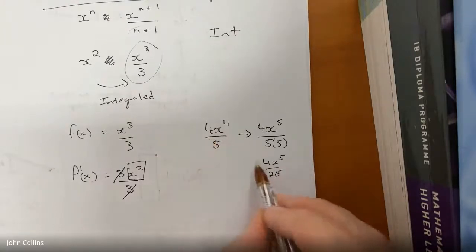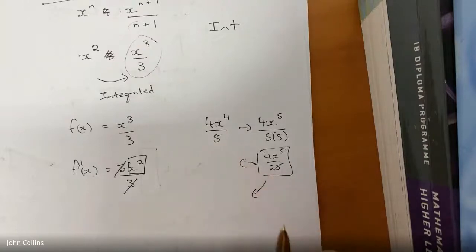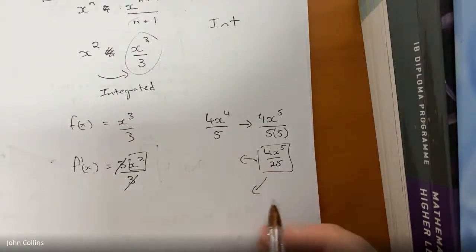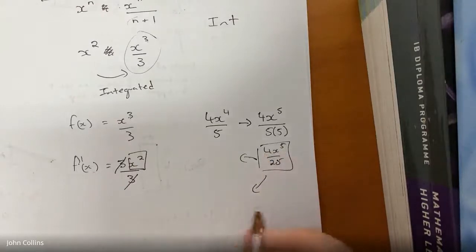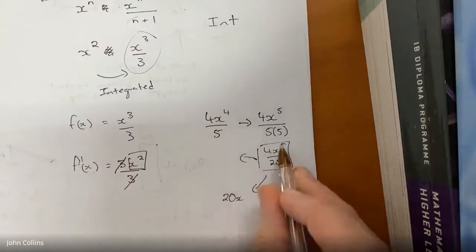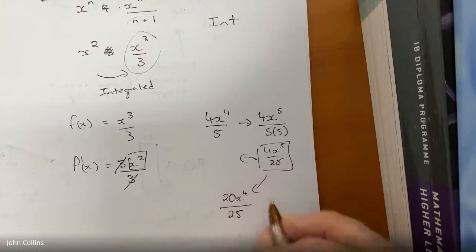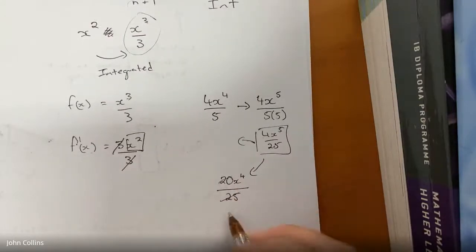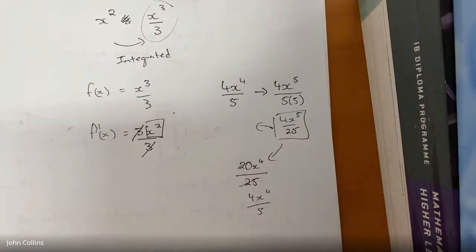Now, if you don't believe me, you can always test. Just derive this, and I should be ending back with 4/5 of x to the 4. So let's derive that. Multiply down by 5, I get 20. 20x, take away 1 from the power, I get 4, all over 25. And that, of course, simplifies back down to 4 over 5. So it does work. All right, that is anti-differentiation.